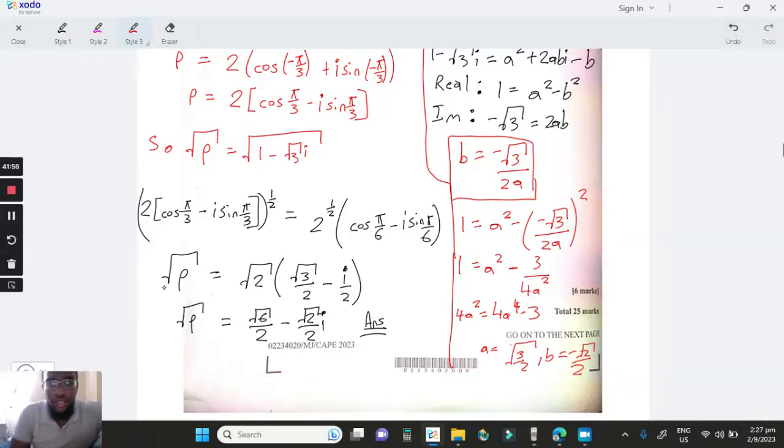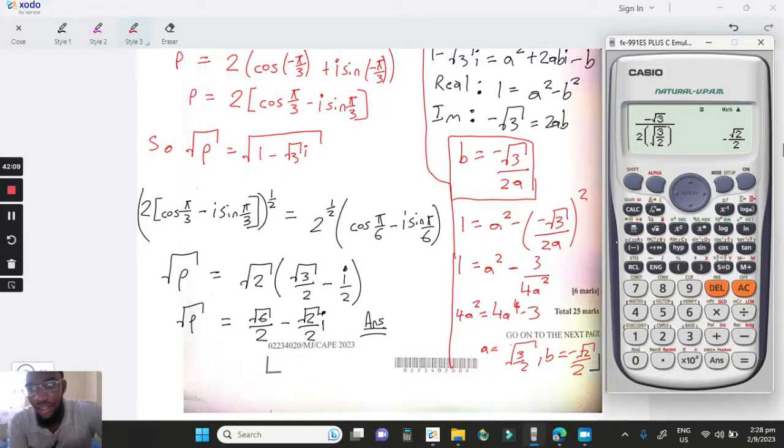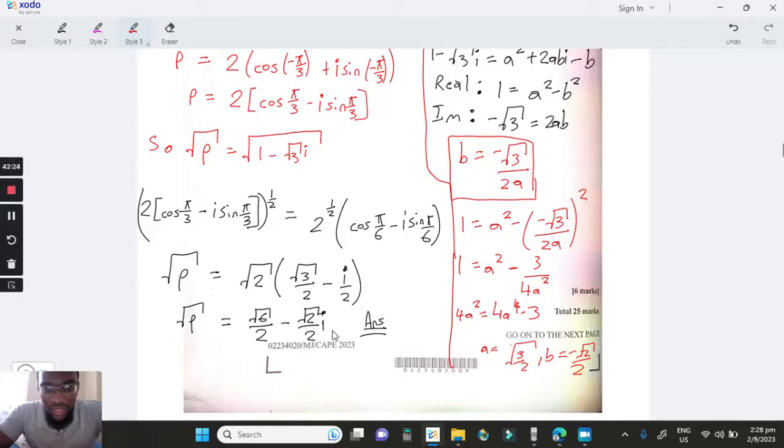So either way you do it, this and this give you the same answer. Because remember, when you get the square root of 3 over 2 and you rationalize it, you end up with root 6 over 2. Remember there's a thing called rationalizing. If you actually put it in your calculator, you realize the a value we get right here is the same as root 6 over 2, and the b values are the same. So guys, this is how they wanted it.